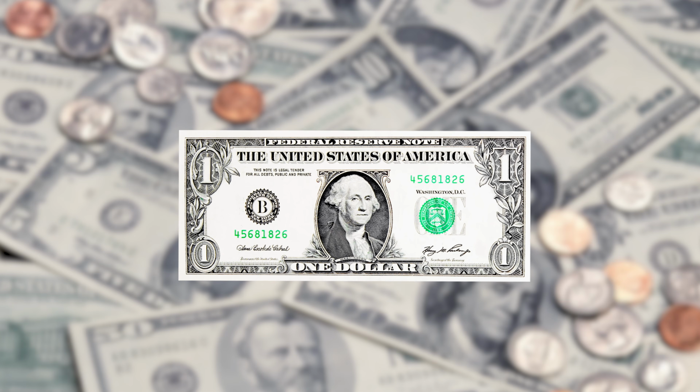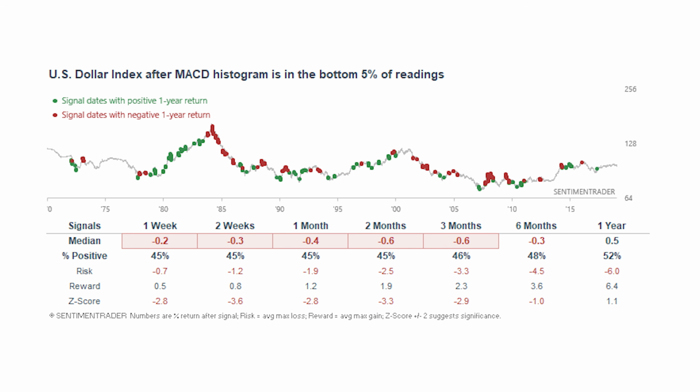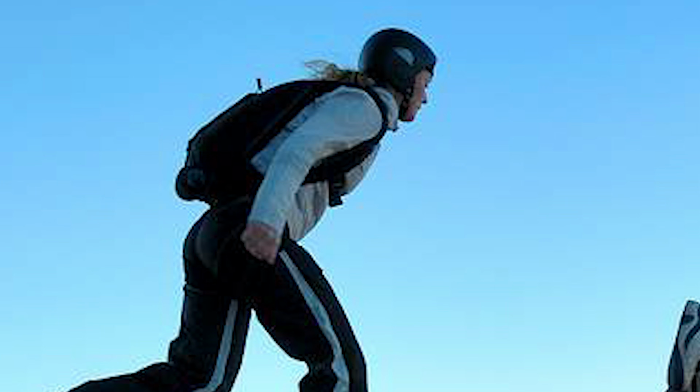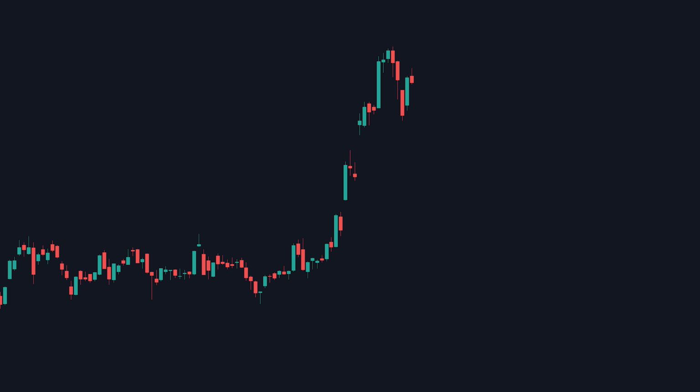Then if we move to the US dollar index, these are the readings for the top 5%, and these are the readings for the bottom 5%. What I learned from this is that extremes often bring more extremes. Whenever the histogram went high, the dollar kept on climbing. Whenever the histogram went low, the dollar kept falling.